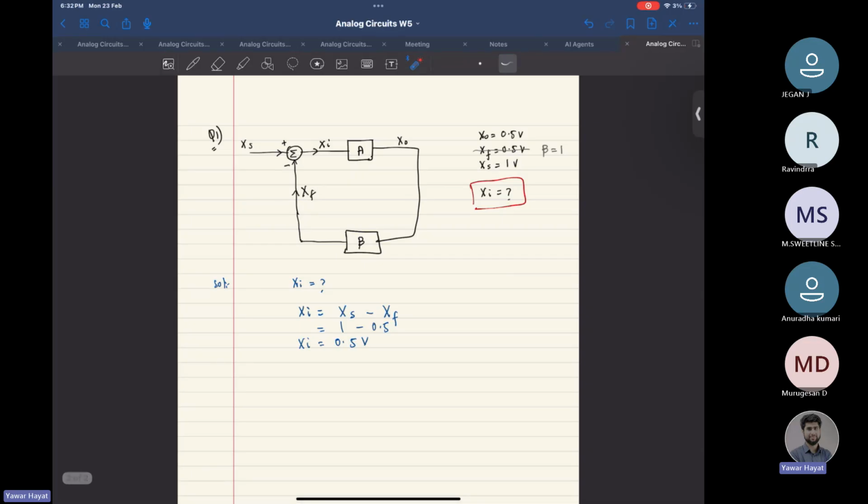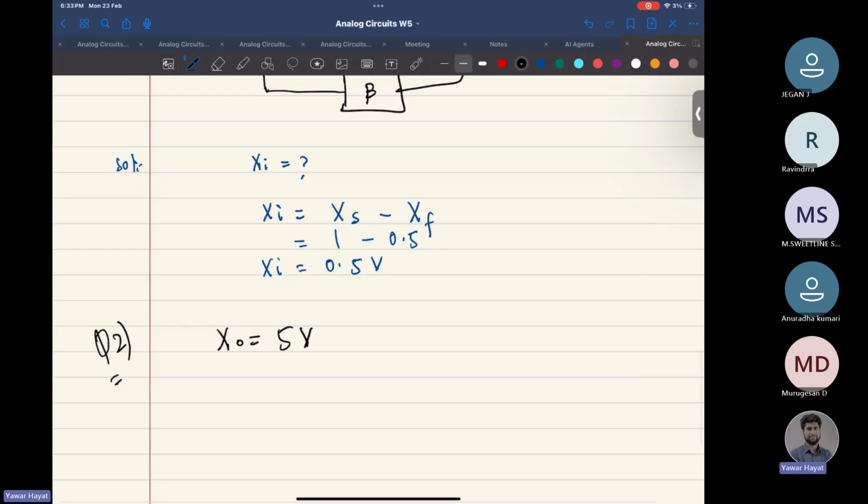Let's proceed and let's consider the same feedback arrangement that I had shown in question 1. Okay, what if I do the following? Let's suppose your X naught is 5 volt. I want you all to do this. These are pretty simple problems, right? And you all are expected to do this. So if your X naught is 5 volt, your XF is 0.5 volt, your XS is 1 volt. Can you find A?